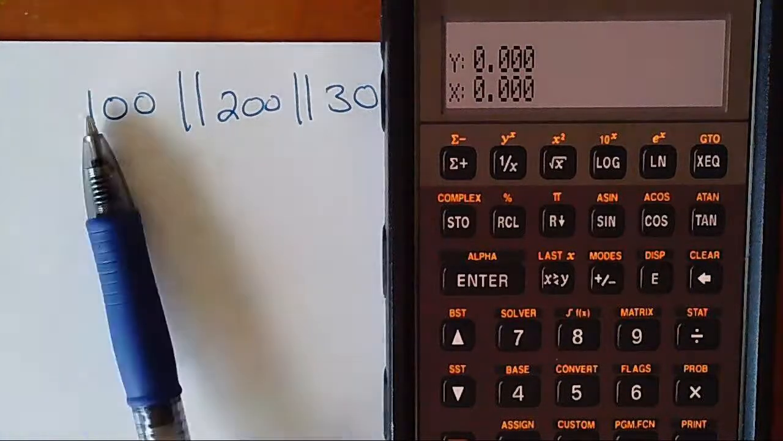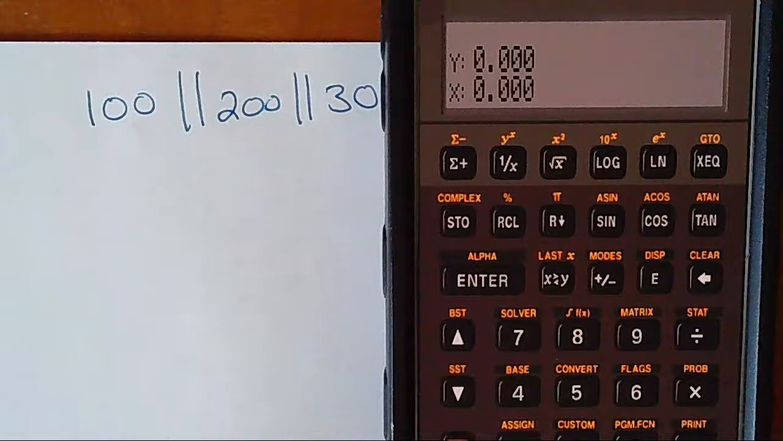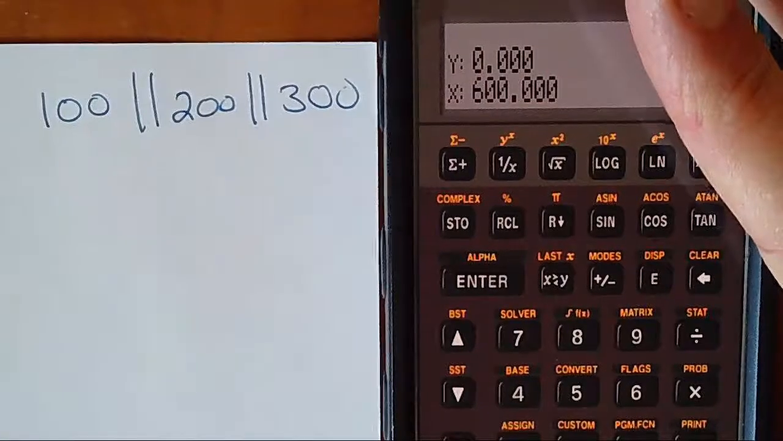To add 100, 200, and 300 in series, I add, which would be 100, and HPs use a stack. So I got to push that on the stack, input the second number. Now when I add, X and Y get added together. 100 plus 200 is 300. I push 300 on the stack, add that together. The total is 600. So 100 plus 200 plus 300 in series is 600.